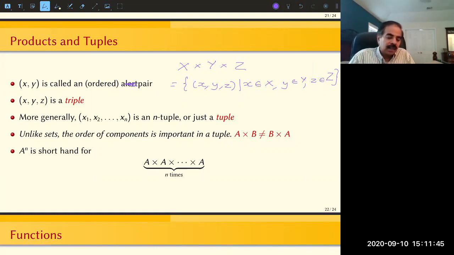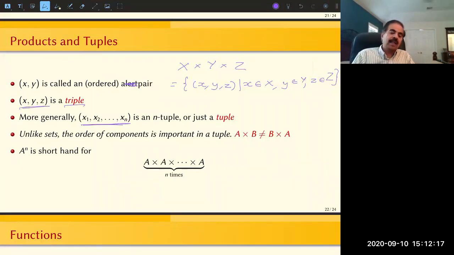So where does tuple come from? Well, once we go beyond triple, we tend to say quadruple, quintuple, sextuple, and so on, right? So therefore, tuple is the generic way to refer to this thing that can be applied regardless of the number of elements in there. So you can have an n-tuple which has n components.